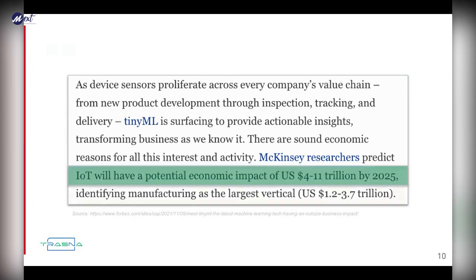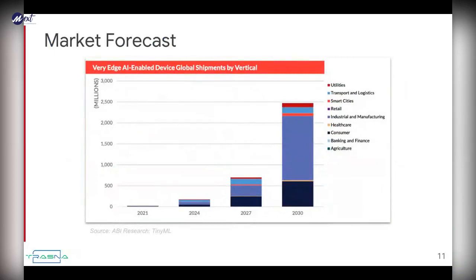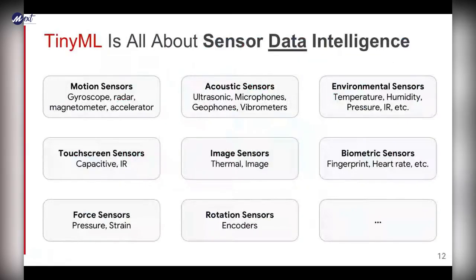This was the McKinsey report, and the market forecast is even more interesting. On the right-hand side you can see many utilities and applications in verticals that can be covered with edge AI or tiny machine learning, starting from utilities, transport, logistics, smart cities, retail, then industrial manufacturing, healthcare, consumer, banking and finance, and agriculture. Almost every sector is covered, with a decent prediction till 2030. There are many edge AI enabled devices, which are not with the cloud at all. I told you in the very beginning that we'll not talk much about the cloud here.